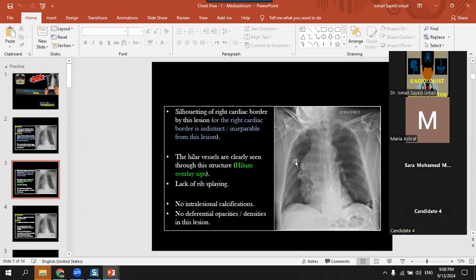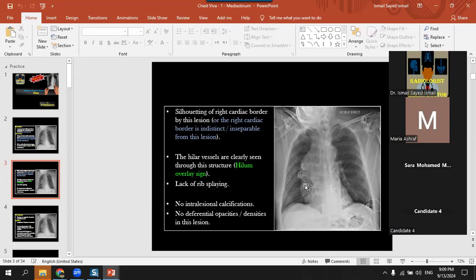A second point is to localize in which compartment. For example, no splaying of ribs, so it's unlikely to be posterior mediastinal. I can see the hilar vessels through it, and mention the sign: it's a hilar overlay sign. So it's unlikely to be from the hilum, not middle mediastinal. Then it's merged with the right cardiac border. Since the heart is an anterior structure, it's most likely an anterior mediastinal structure, which carries some differential diagnosis. In order to narrow this list, you have to continue description.